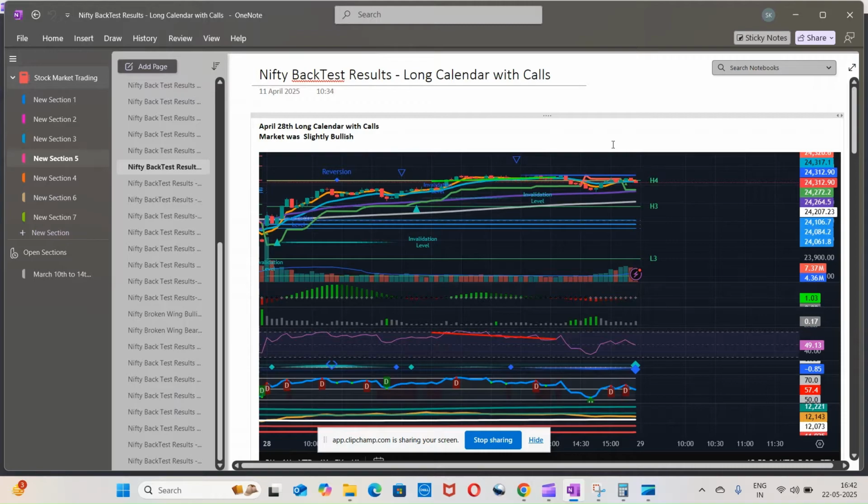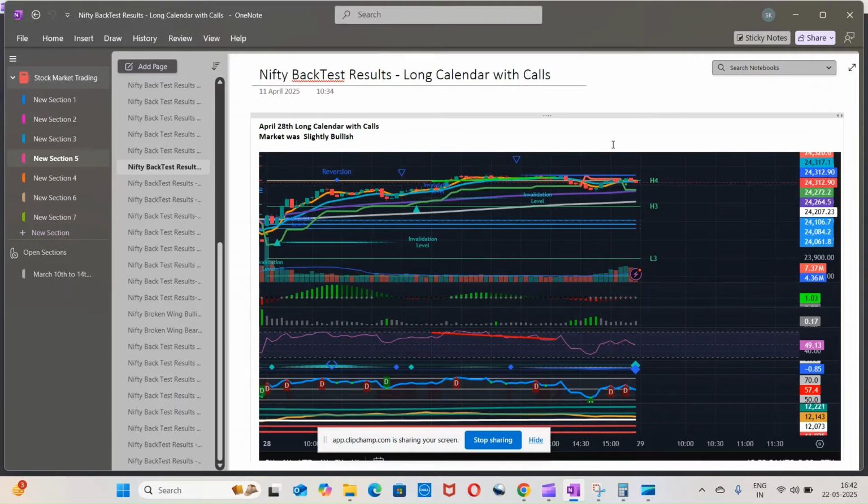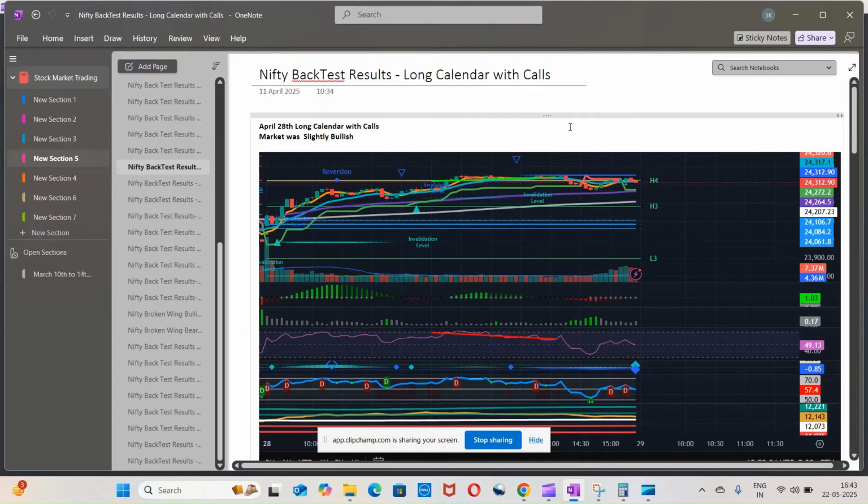Today we are going to discuss the long calendar with calls strategy. This strategy is again a directional strategy. We have been discussing range bound strategies, and we started our discussion with the directional strategies. We covered both the bullish as well as the bearish directional strategies like bull call spread, bull put spread, bear call spread, and bear put spread. And we also covered range bound strategies like short strangle, straddle, and hedged versions of them like short iron condor and short iron fly.